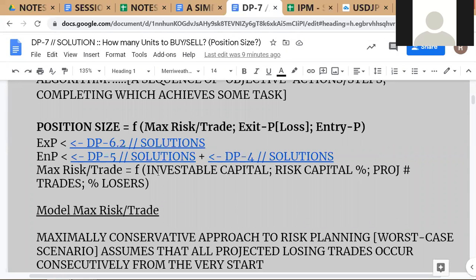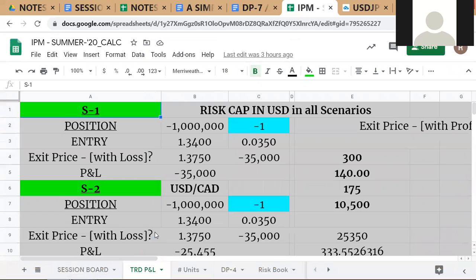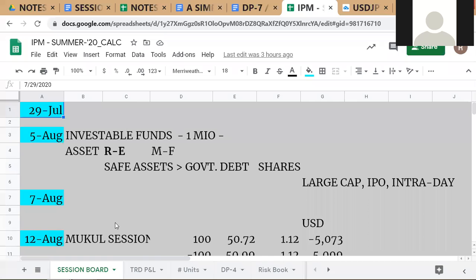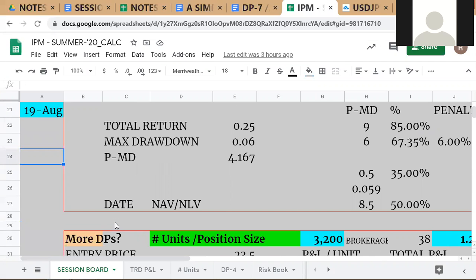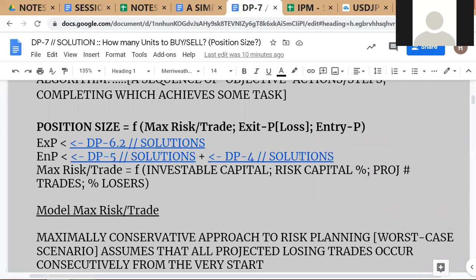And then you have to know what max risk per trade is. So you have to model the maximum risk per trade. This is one trick that you have to learn, which we've already done. It's a function of investable capital, risk capital percentage, okay, which is here in your notes. All right, so here we've already done the modeling of maximum risk per trade. It's a function of investable capital, risk capital percentage, number of trades, and the percentage losers. All right, this is what we have here. And so to get to the modeling of position size, first you have to model the maximum risk per trade. Okay, so that's the first step.